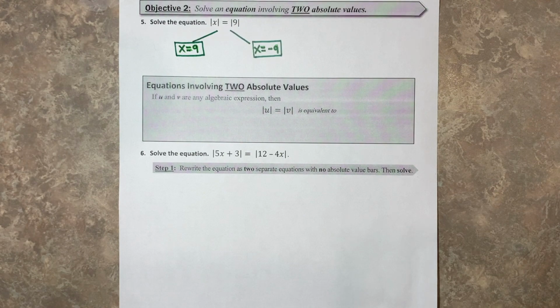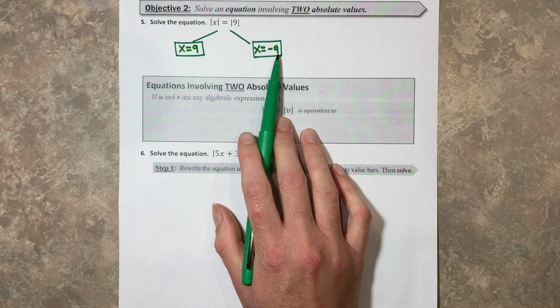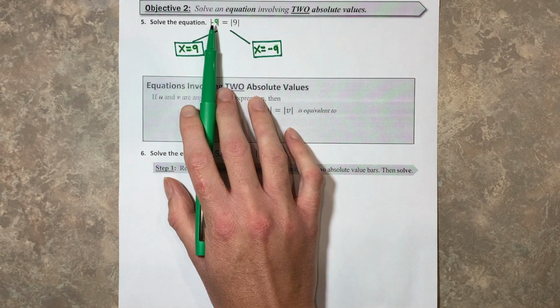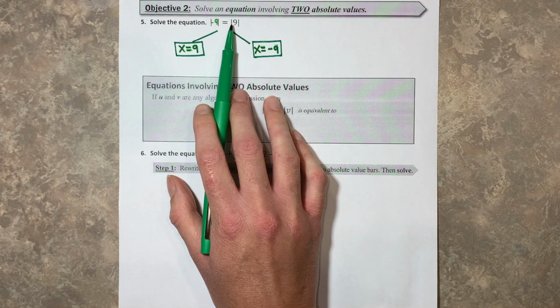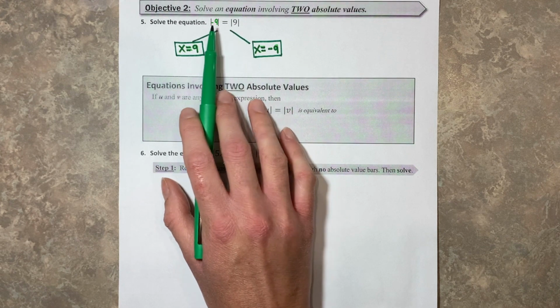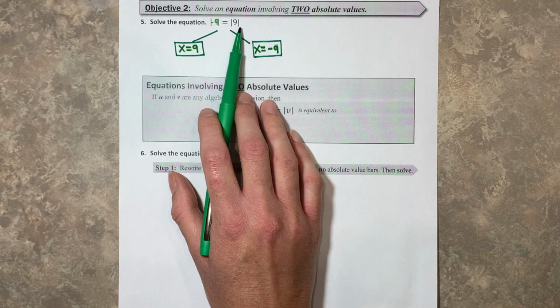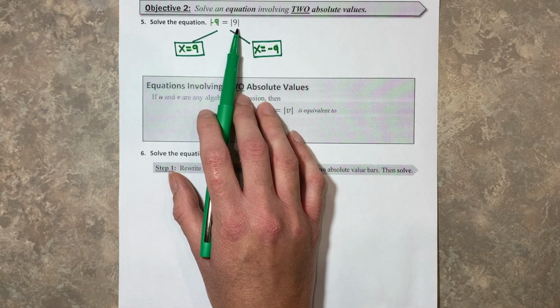The other solution would be that x is equal to negative 9, because if you plugged in negative 9 for x, you'd have the absolute value of negative 9 is equal to the absolute value of positive 9. This would be a true statement because the absolute value of negative 9 is equal to 9, and the absolute value of positive 9 is also equal to 9.